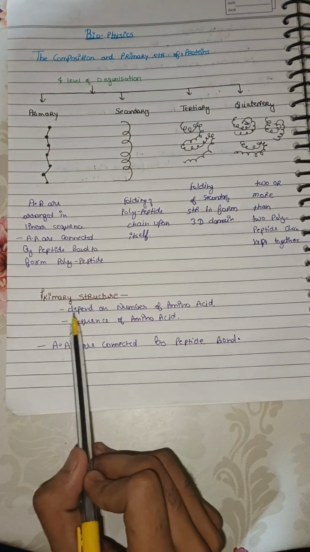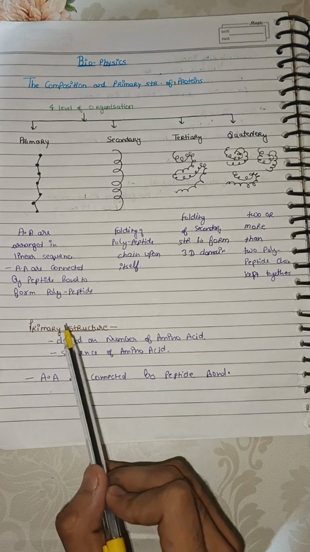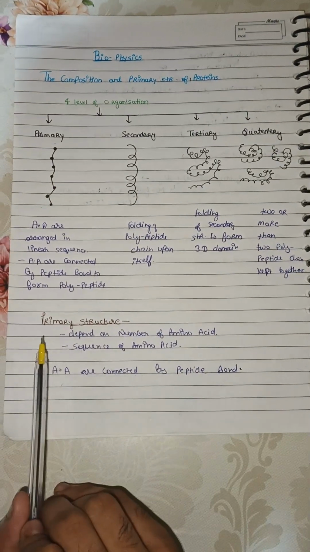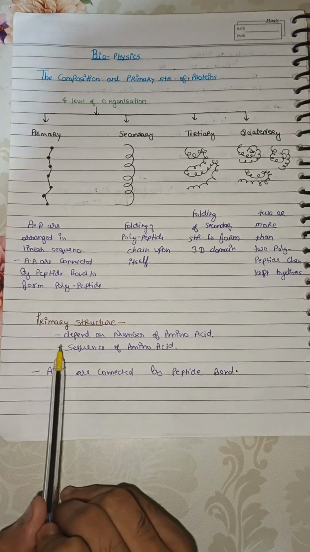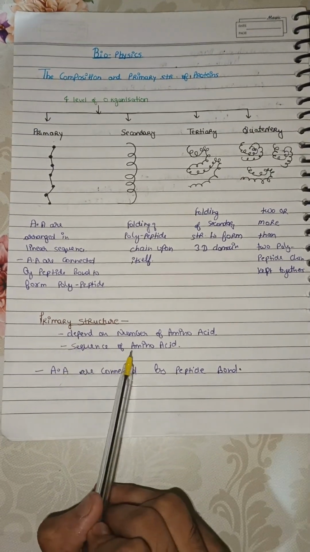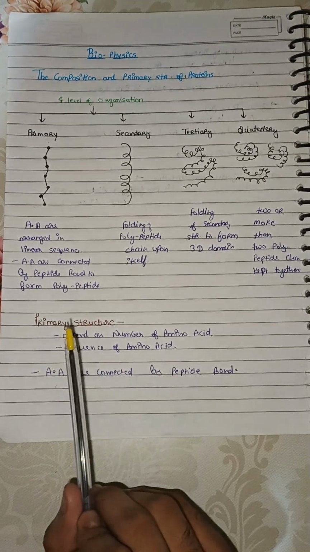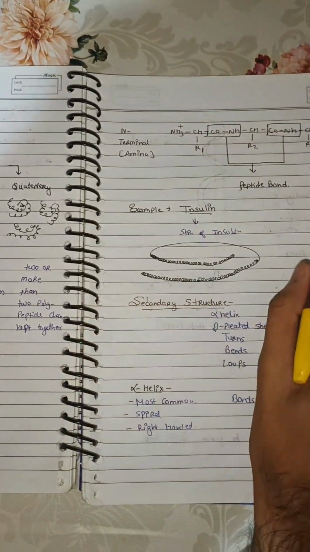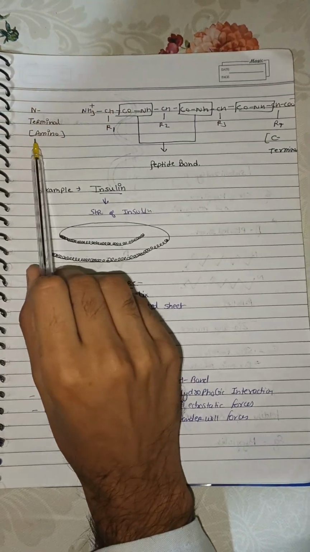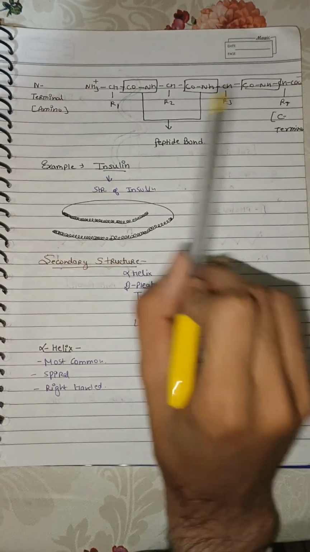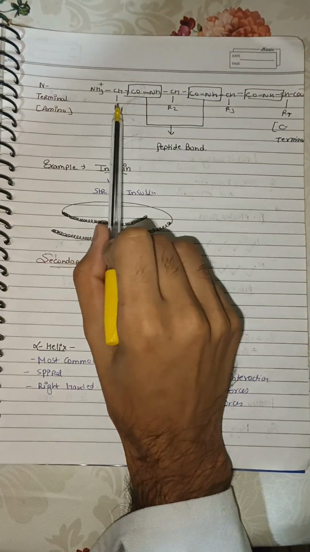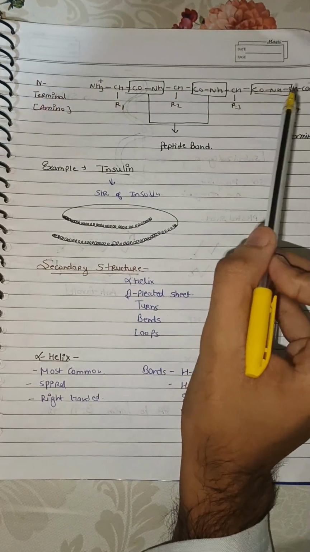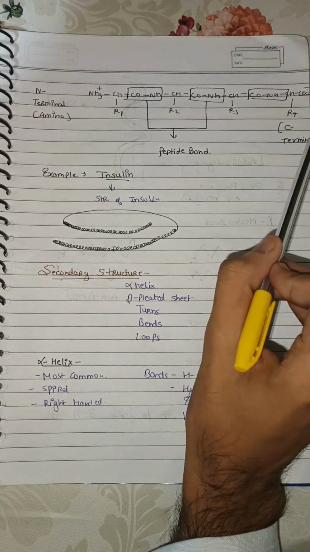The first is primary structure. The primary structure depends upon the number of amino acids. We can see there are a number of amino acids which are connected by the peptide bond. So the primary structure depends on the number of amino acids and the sequence of amino acids. In primary structure, we can see the amino acids are connected by the peptide bond. There is a diagram where we can see the N terminal and C terminal, and the peptide bond, and we can see R1, R2, R3, R4. These are alanine, glycine, any amino acid we can see.